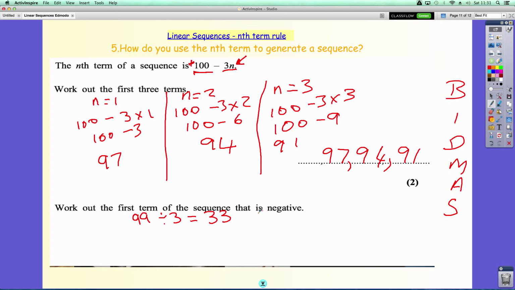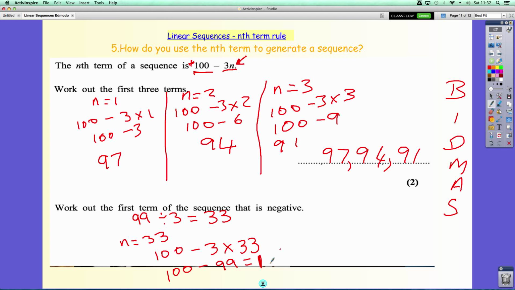And so 33 there is actually the value of n that's going to get me my least positive value. So 33 times 3 is 99. So when n equals 33, it's going to be 100 minus 3 times 33, which is 100 minus 99, which is equal to 1. So that's my least positive. Now I need to find out what's my first negative. Because I'm already subtracting 3 each time, and I know when I subtract 3 from 1, that's going to get me over to the negatives. That is going to be my first negative value.